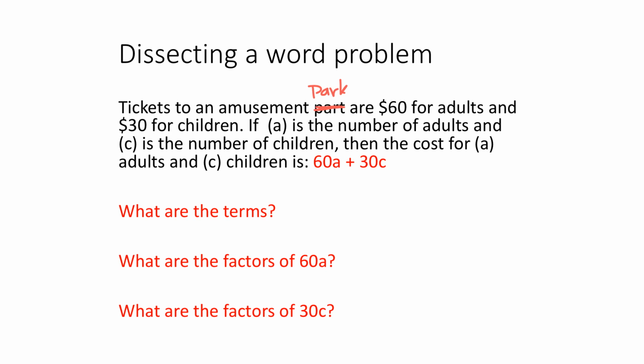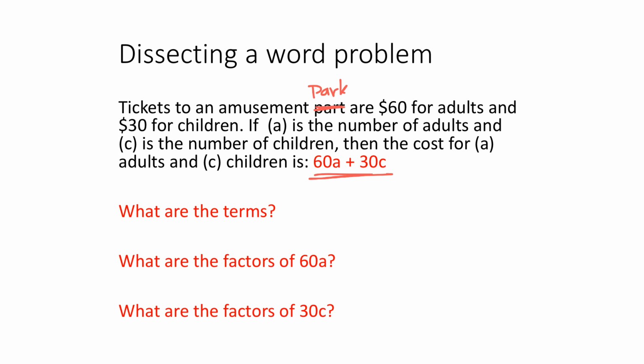So if you read through this word problem, it says that tickets to an amusement park are $60 for adults and $30 for children. If A is the number of adults that we're going to have and C is the number of children that we have, then the cost for adults and children is represented by this specific expression right here, 60A and 30C.